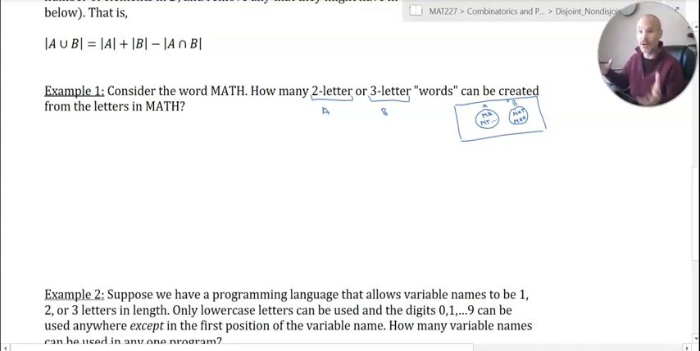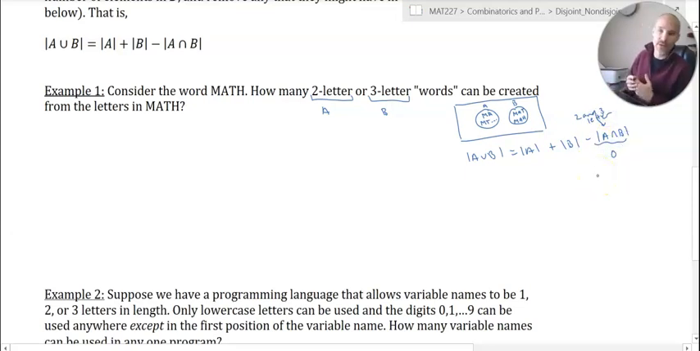If you've done any coding, then you know that if you define a variable as M-A, and then you define another variable as M-A-T, those are not the same. Those are distinct, even though they contain some of the same letters. So there's not going to be any overlap. So in order to find the number of elements that are 2-letter or 3-letter words, we're going to add up the number of 2-letter words plus the number of 3-letter words, and still, we'll put this here as subtract away the number of words that are both 2 and 3-letter. So these are 2 and 3-letter. Impossible, right? So this is actually going to equal 0.